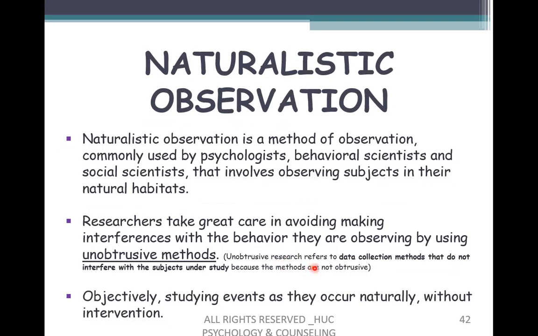unobtrusive research means we collect data from the subject, but we do not interfere with the subject. We don't directly interfere with the subject, so we collect data from the surroundings only. We objectively study events as they occur naturally, without intervention. So we have to observe very carefully, and when any changes occur within the subject, we just observe that and record it. That is how this type of research method takes place.